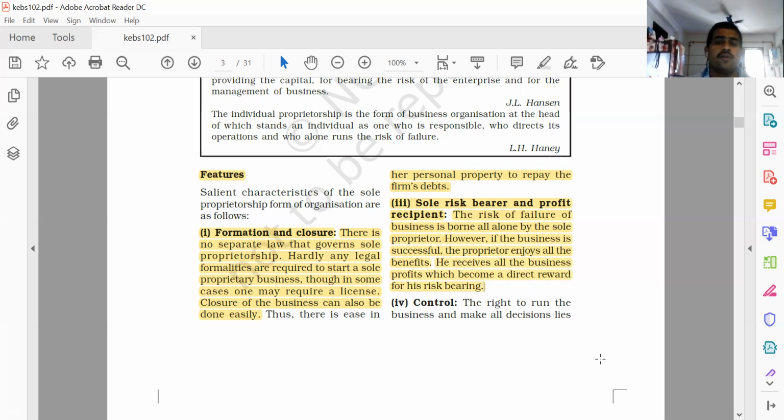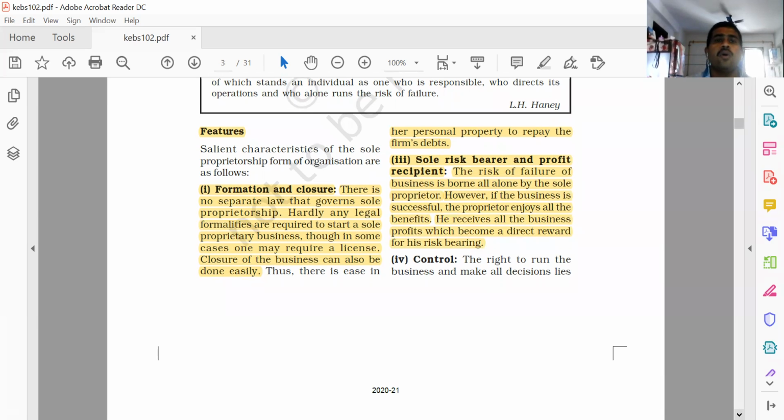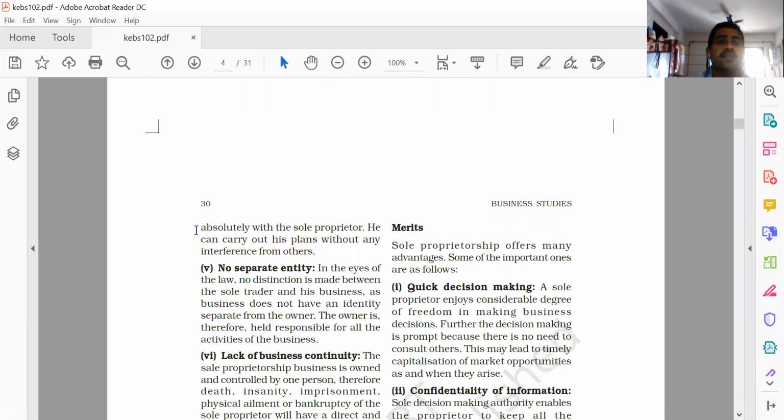Fourth is the control. Already we have discussed that the whole management and the whole controlling power is in the hands of only one person. So let's see that one. Control: the right to run the business and to make all decisions lies absolutely with the sole proprietor. He can carry out his plans without any interference from others.